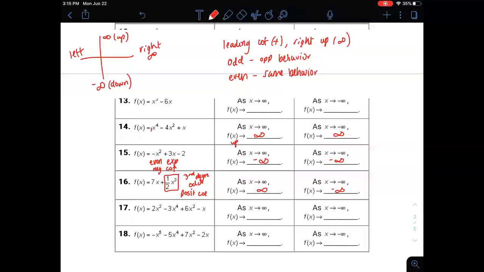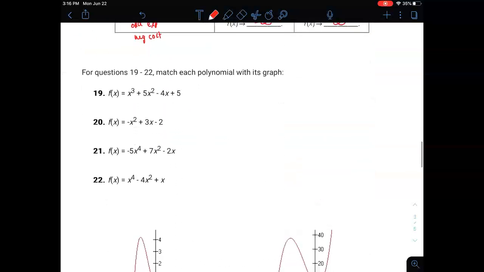All right. And if we skip down to 18 here, we have an odd exponent because it's x to the 5th, and we have a negative coefficient, right? So a negative coefficient means that our right-hand side is going to go down, towards negative infinity. And since it is odd, the left-hand side is going to do the opposite, so it's going to go towards positive infinity, in the up direction.